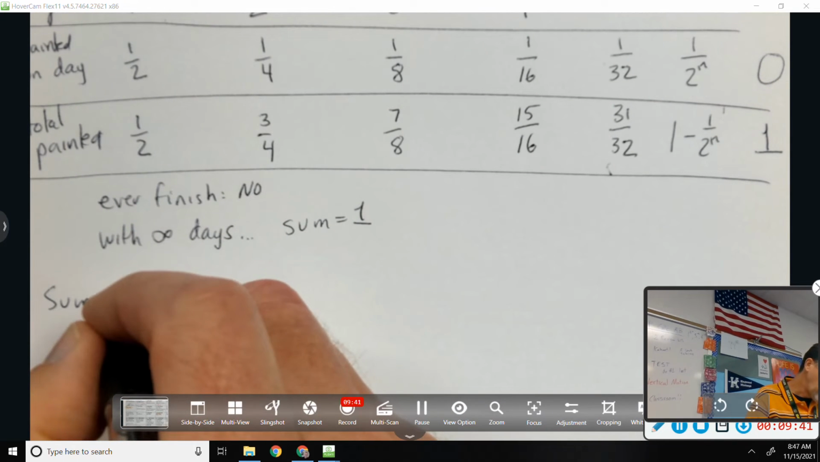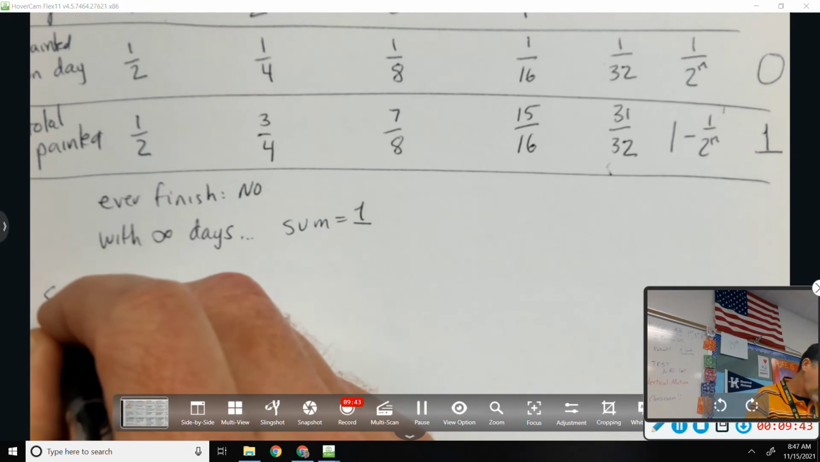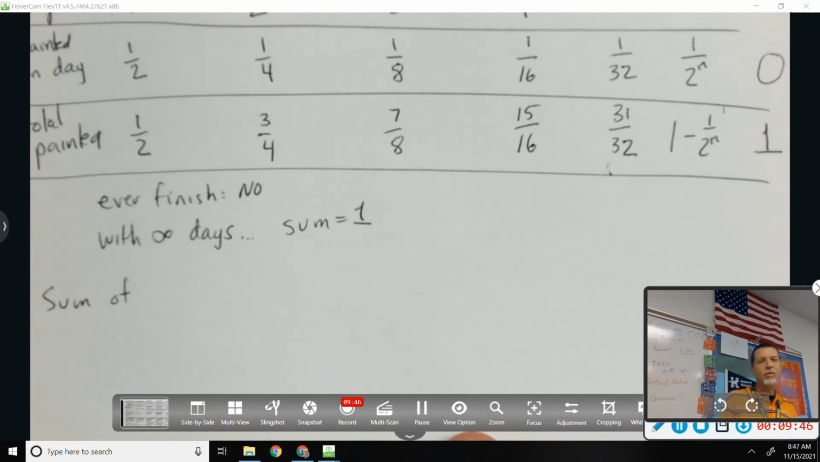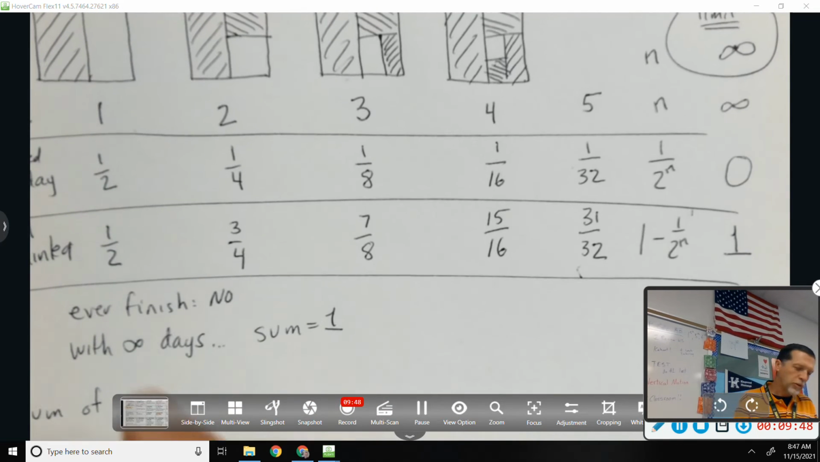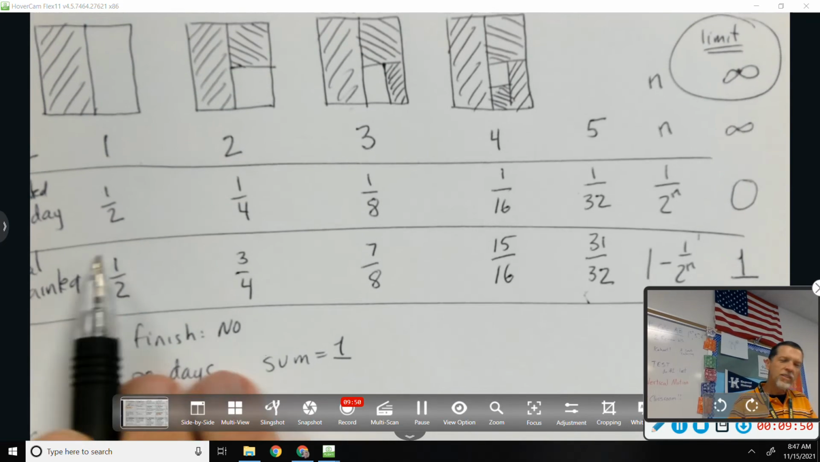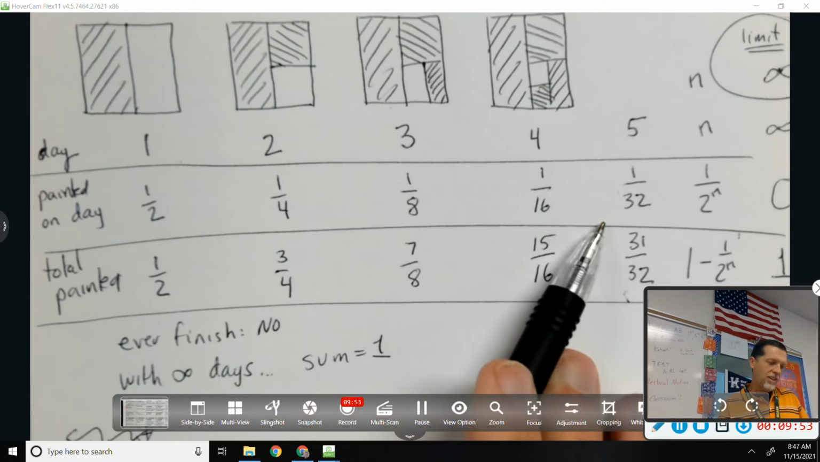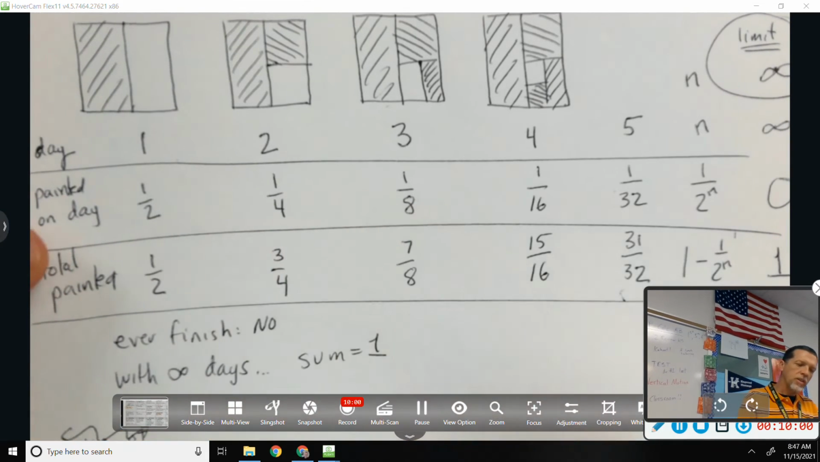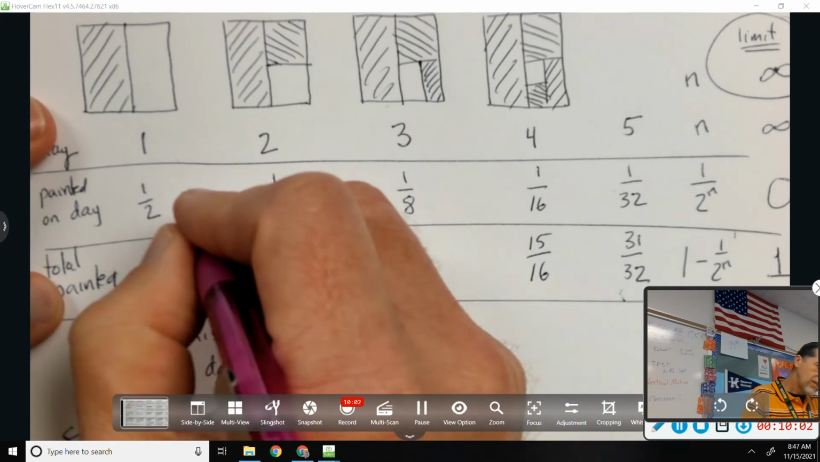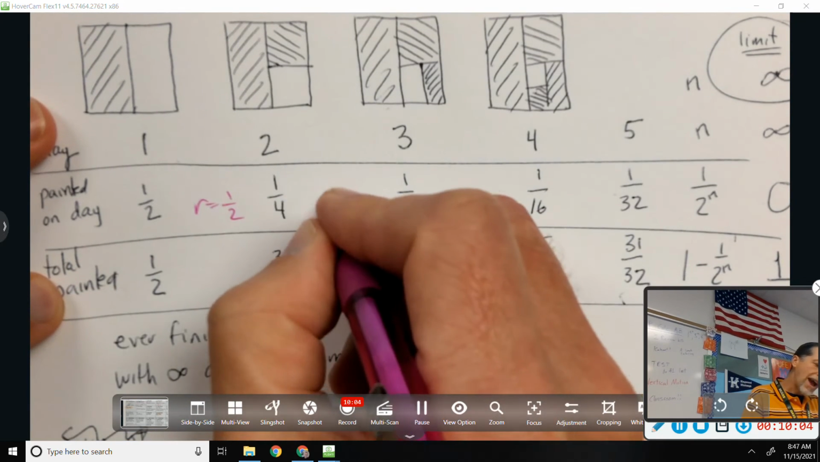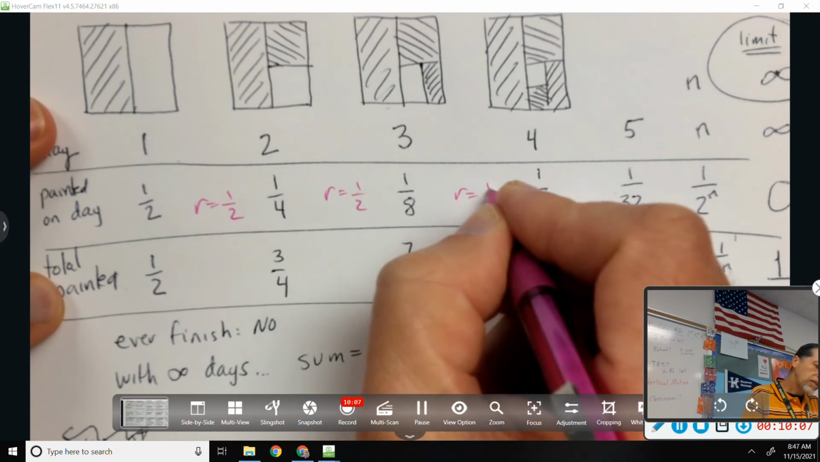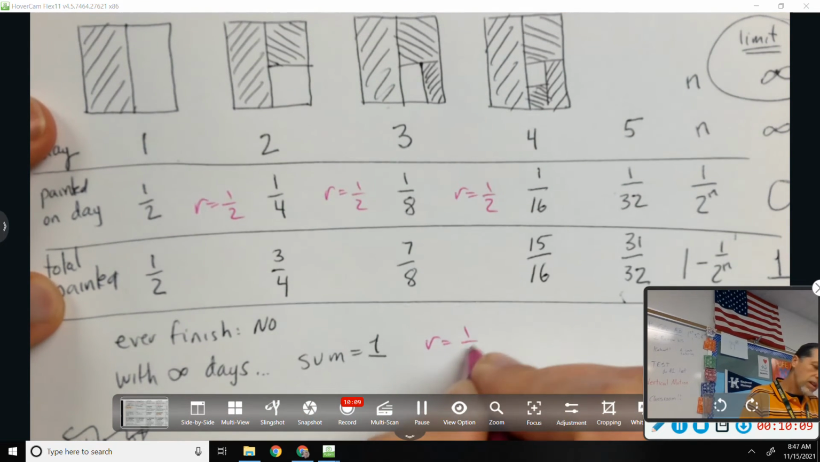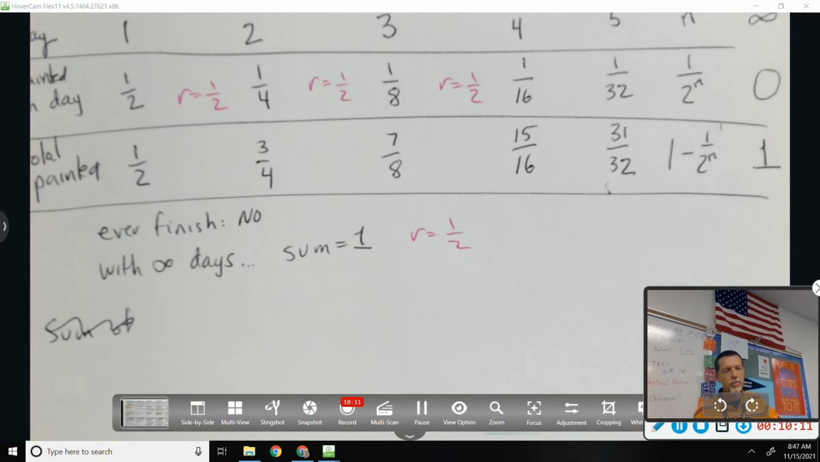So here's the formula. Actually, let me ask before we do the formula. This is a geometric series. What's r equal to in that series? Look at the terms. r equals 1/2. You're multiplying by a half each time. That's important. I'm not even going to write this one down. We'll just talk about it.